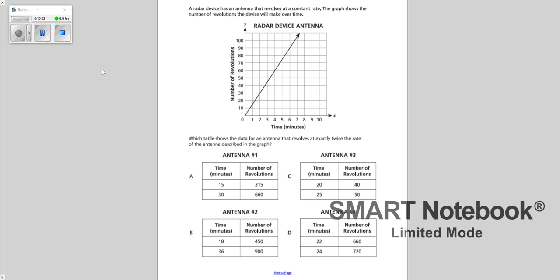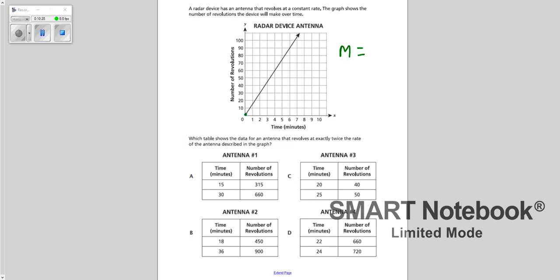They give you this graph for a radar device, like a satellite that's spinning in a circle, and it tells you how many revolutions it's making, how many spins in how many minutes. And we just have to pick the table that's exactly twice the rate. So the first thing I need to do is figure out the rate from the graph. That would be the slope.